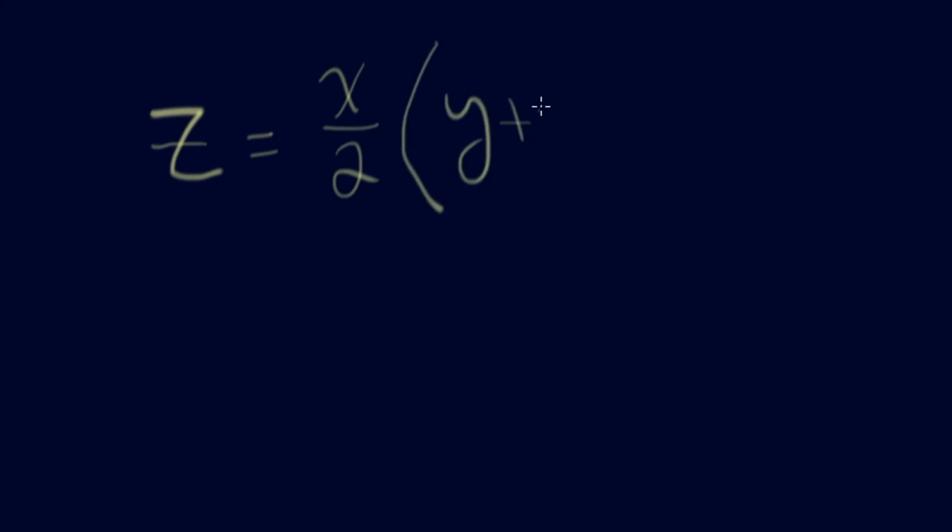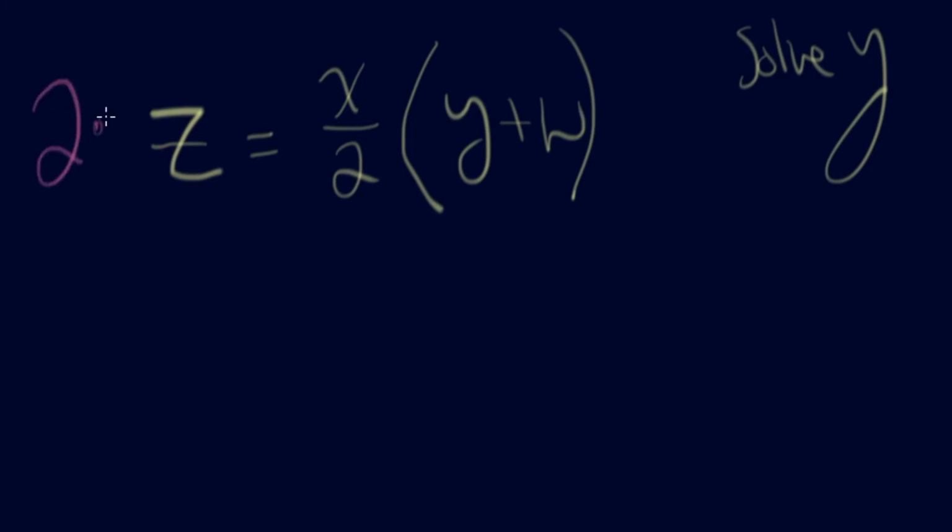And this will be the last example for this section. Z is equal to x over 2 times y plus w. And I want to solve for y. Okay, well, using our math rules, I'm going to try and get rid of my denominators because I think that's going to be a little bit easier. So I'm going to multiply everything by 2. So this by 2 and this whole side by 2.